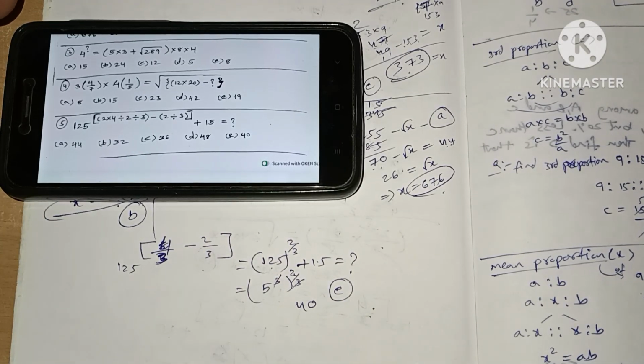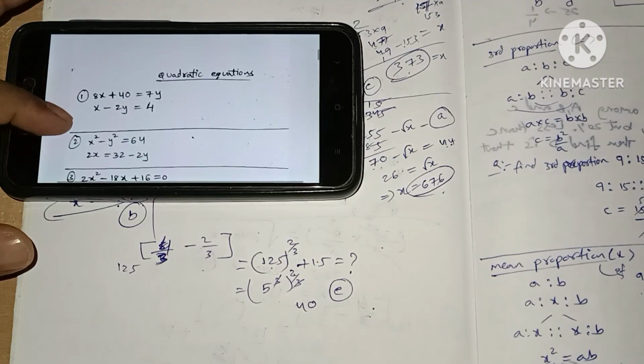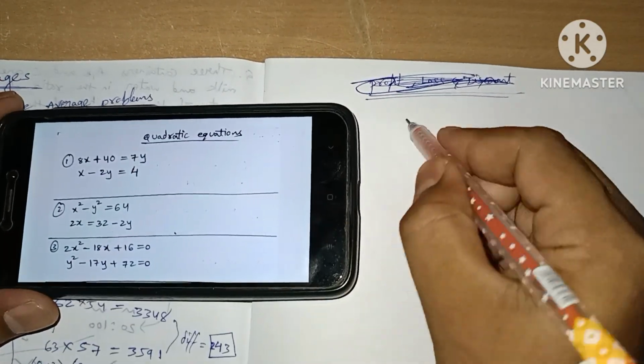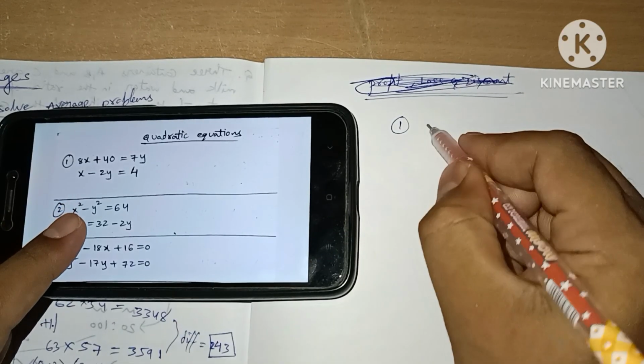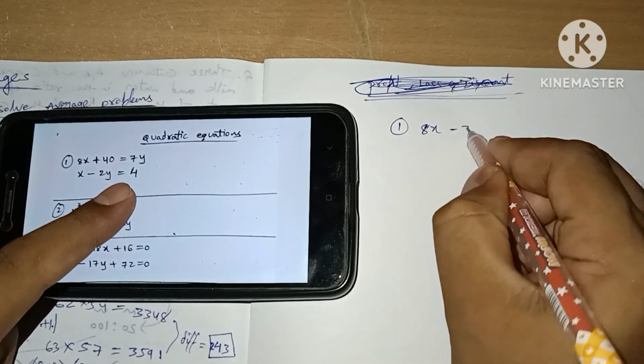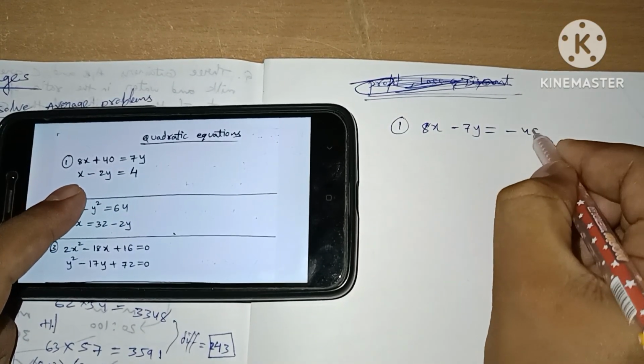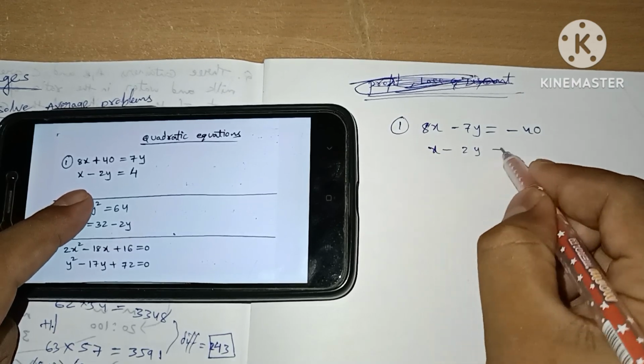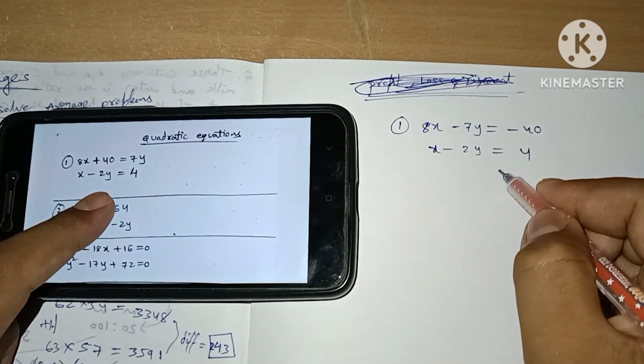Now we are going to solve quadratic equations. Quadratic equation, first question. 8x minus 7y equals minus 40. Here x minus 2y equals 4.